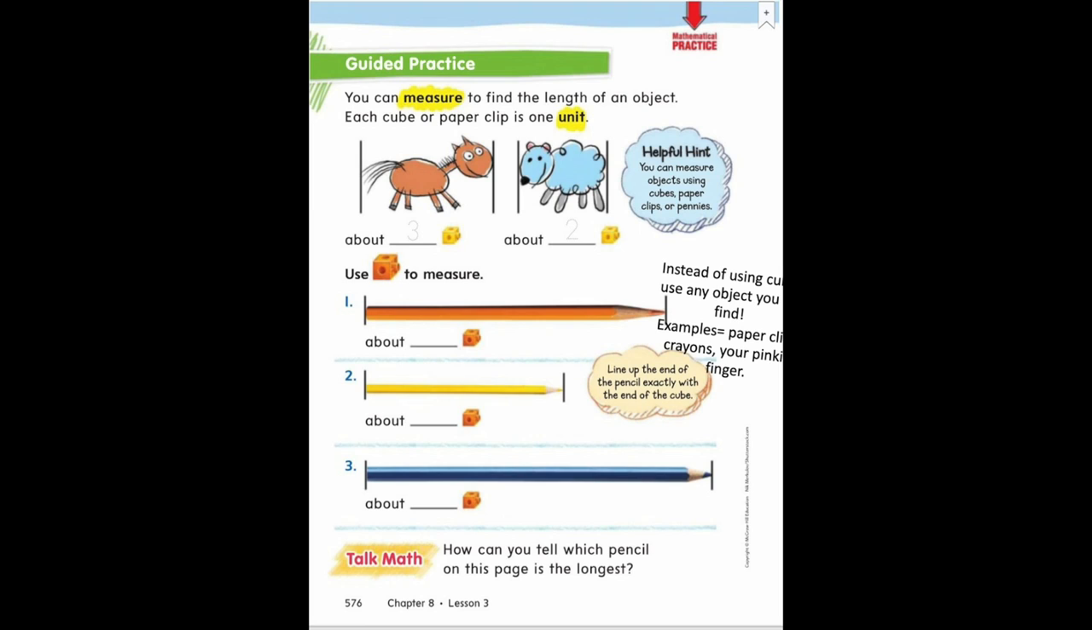On the next page, it explains that you can measure to find the length of an object, and each cube or paper clip is 1 unit, or whatever you're using to measure is 1 unit. So I want you to do numbers 1, 2, and 3 and measure each object using whatever unit you have found at your house. Remember, even your pinky finger might work.